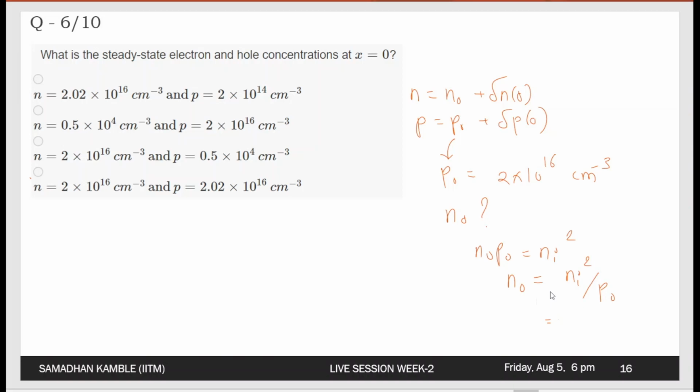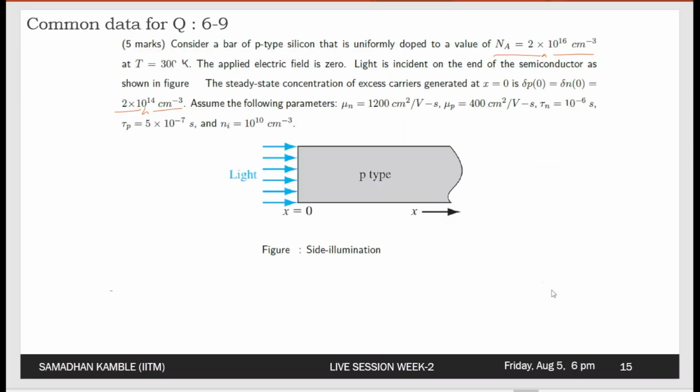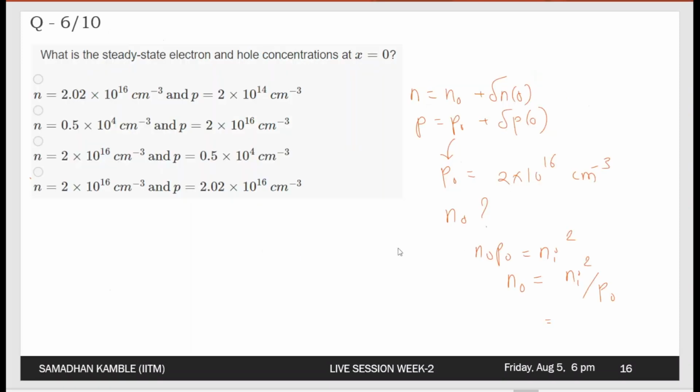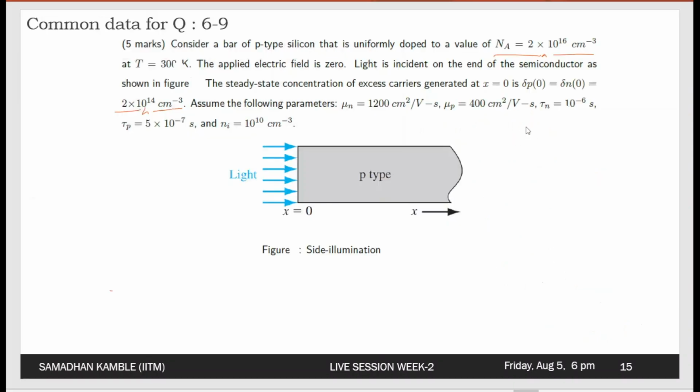Okay, so ni is the intrinsic carrier concentration. If you substitute the values, ni is 10 to the power 10, so you can get the value of n naught as equal to 5 times 10 to the power 3 per centimeter cube. So we have n naught, we have p naught. The values of delta n naught and delta p naught are also given.